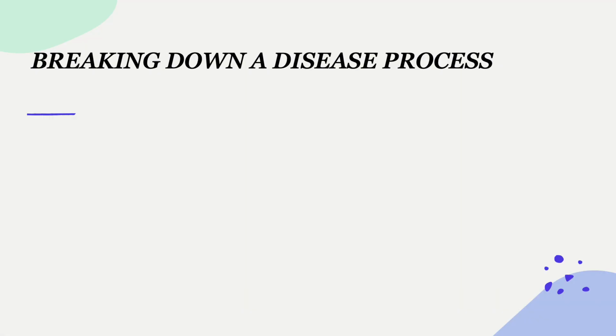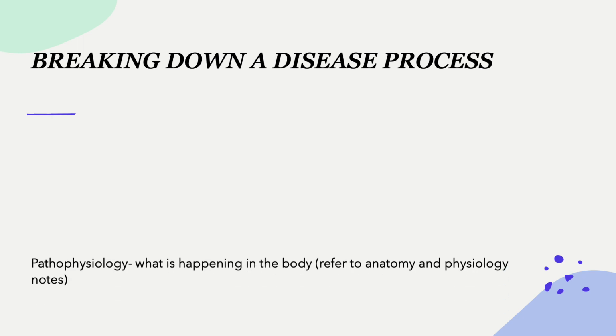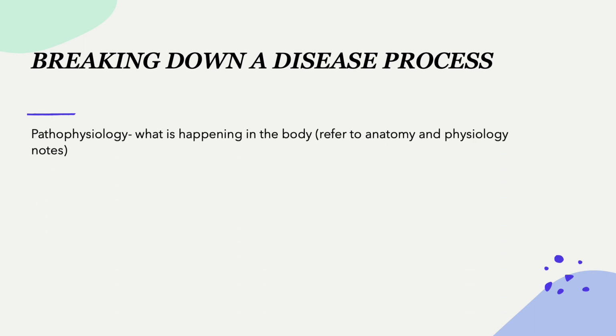So first we're going to talk about how to break down a disease process. So what is a disease process? Such as hypertension, asthma, all those different types. You know what disease processes are. So first we're going to start off with the pathophysiology of it. What is happening in the body? You need to refer to your anatomy and physiology notes, okay?